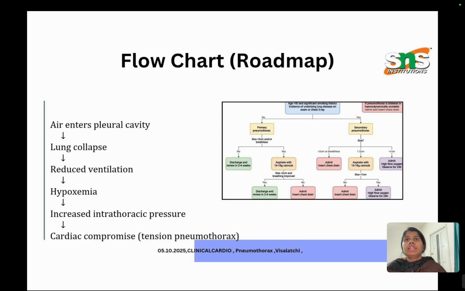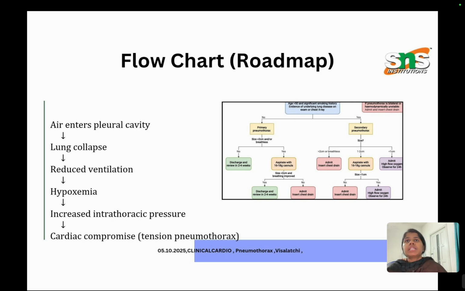One more thing I need to explain is the diagnosis. Diagnosis is mostly clinical but confirmed with x-rays. Chest x-rays will show collapsed lung tissue, absence of lung markings, and deep sulcus sign in supine patients, and ultrasound is extremely useful in emergency settings to detect lung sliding.